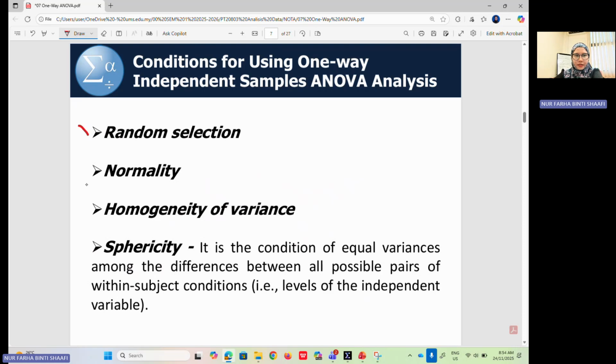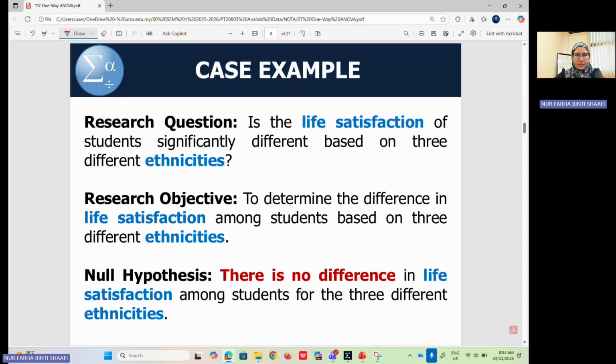There are several conditions listed here. You can go through them by yourself. Normality, I think you have heard this before, right? We have learned how to analyze normality. Okay. Before we start with the analysis using one-way ANOVA, we take a look at the case sample, or the example of a case study.